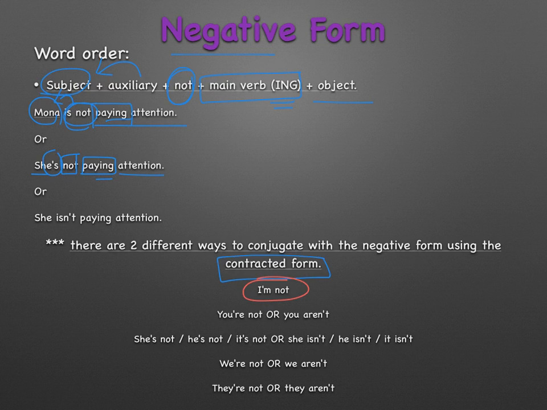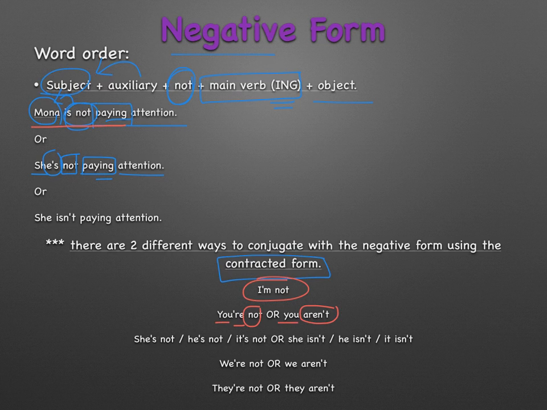except for I'm not. This one is different. There's only one way to write it. I'm plus the keyword not. All the other ones, you will have the two ways. You could use the non-contracted form, or if you decide to use the contracted form, you could contract the pronoun and the verb and add not, or you could keep your pronoun and contract the verb and not. You're not or you aren't.